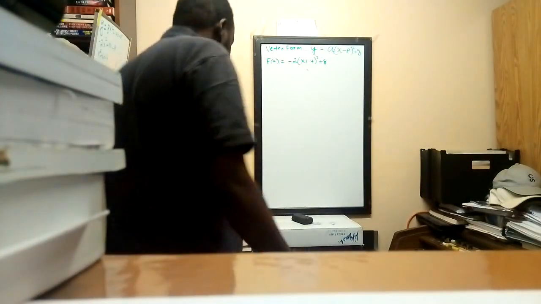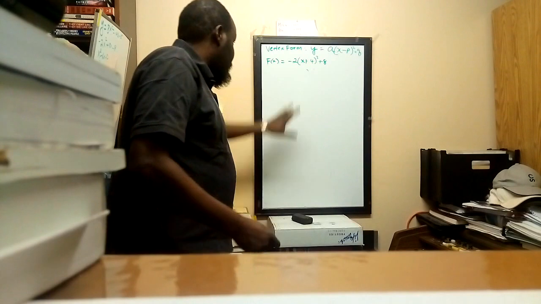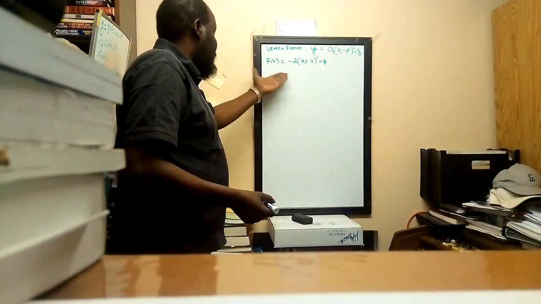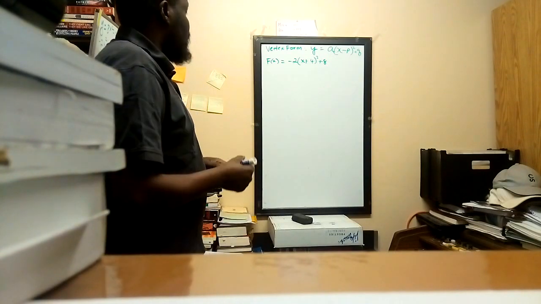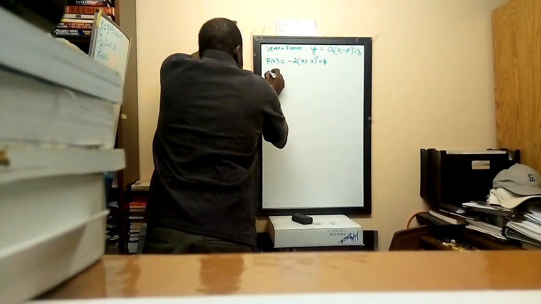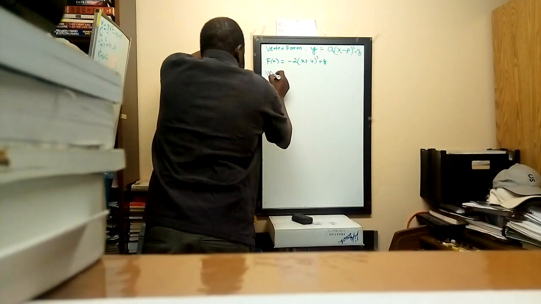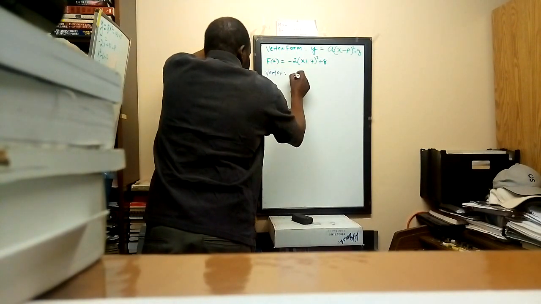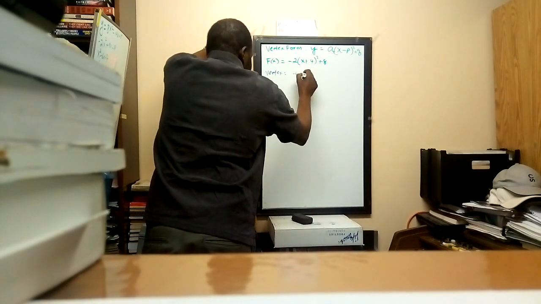Hi, this is Morris. I'm going to solve this quadratic function. It is already in vertex form, so we just have to read out the information. The vertex here would be -4, because it's +4, and then 8, +8.